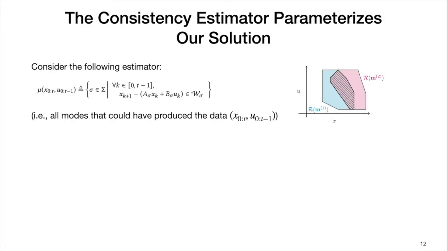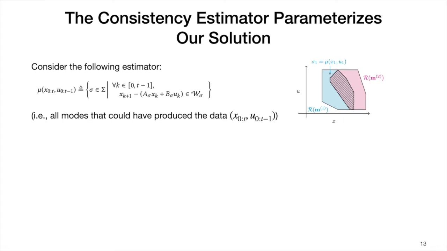The consistency estimator receives as input the currently observed data, that's the previous states and inputs, and produces all of the modes that could have produced that data. Visually, this is shown on the right in the following way.